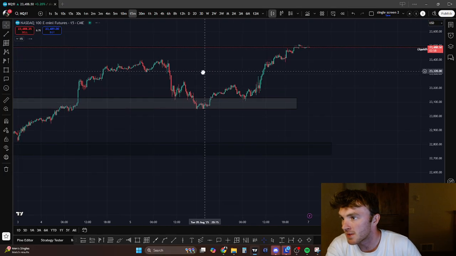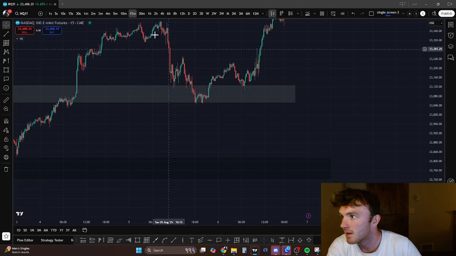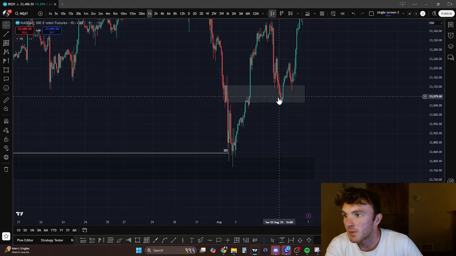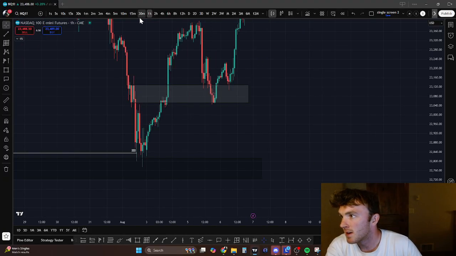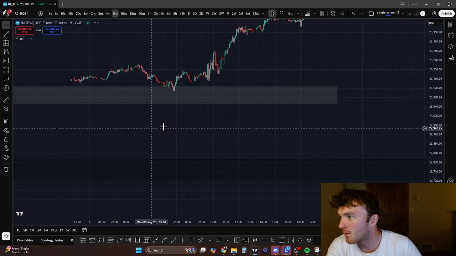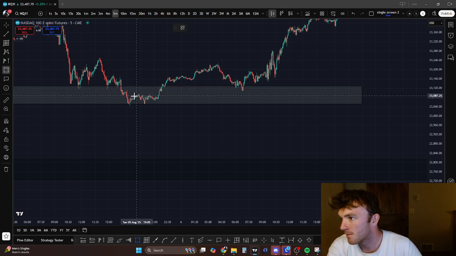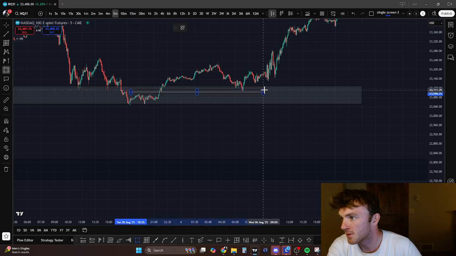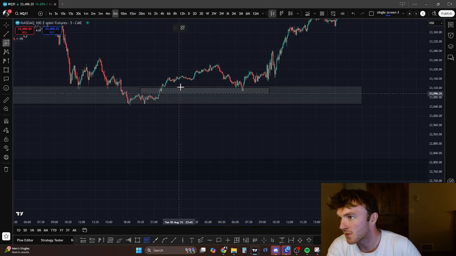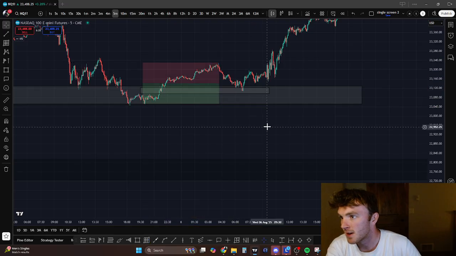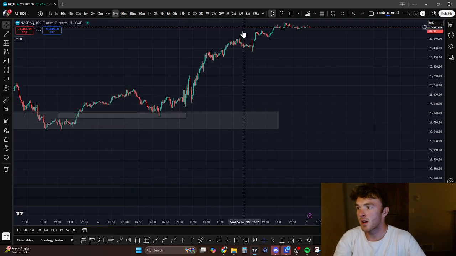And dropping down to lower time frame, we get, first of all, we have one break of structure and then move back to a gap. So this is one 2022 model. And then we have, this one's a little bit more obvious to me.